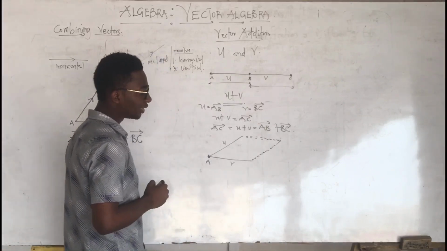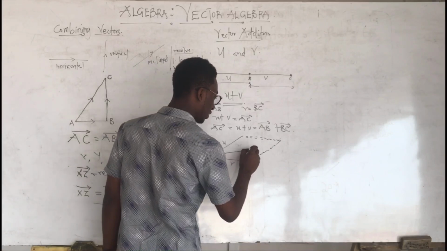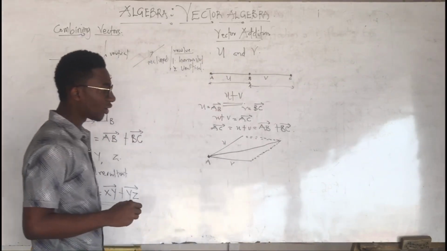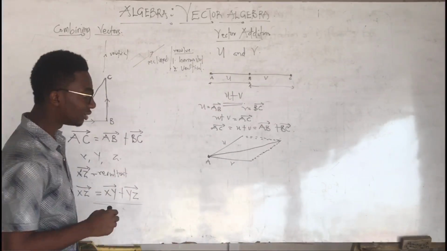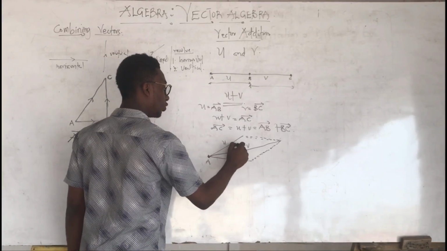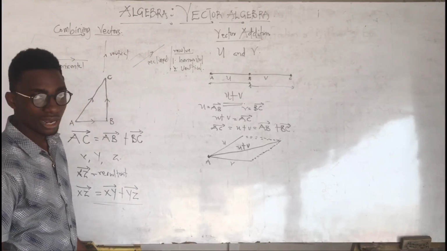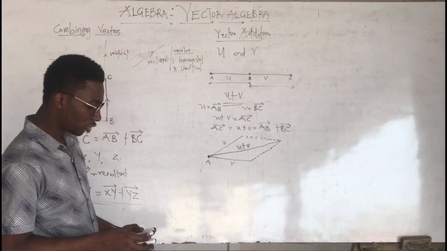And now when you complete the shape in terms of a parallelogram, you can draw a diagonal line to meet two ends of the parallelogram from their starting point. And now that diagonal line will be your resultant vector, which is your U plus V.